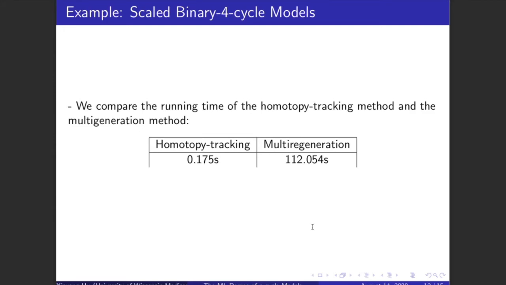Here is a comparison of the running time between the multi-homogeneous regeneration method and our method. For an arbitrary binary 4-cycle model, our method costs less than 0.2 seconds, but the multi-homogeneous regeneration method needs almost 2 minutes.